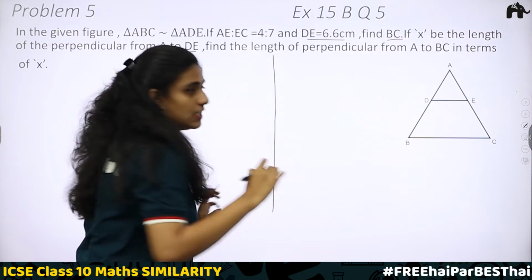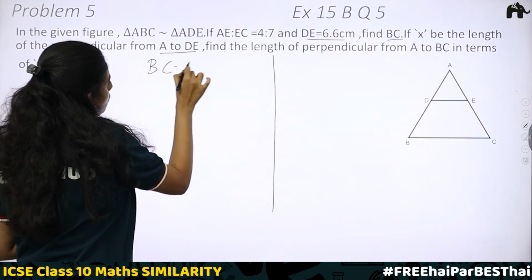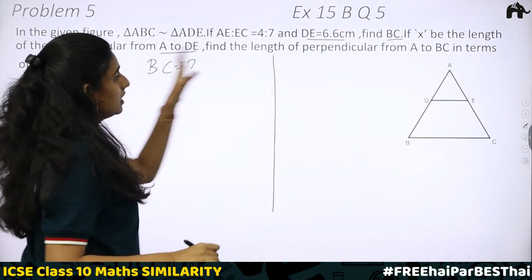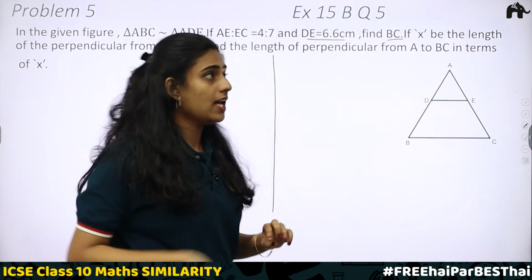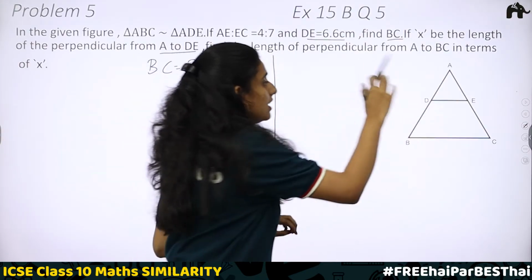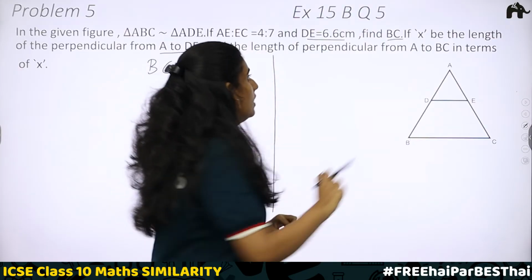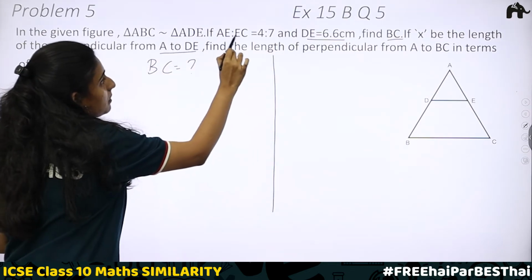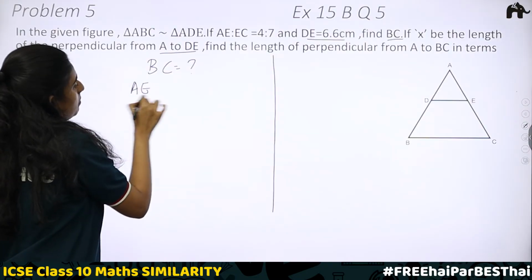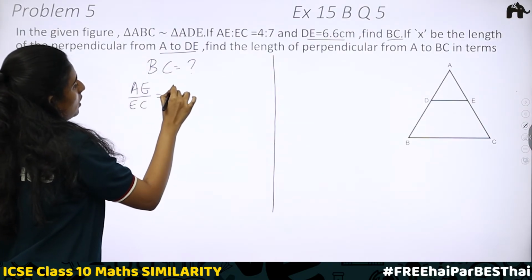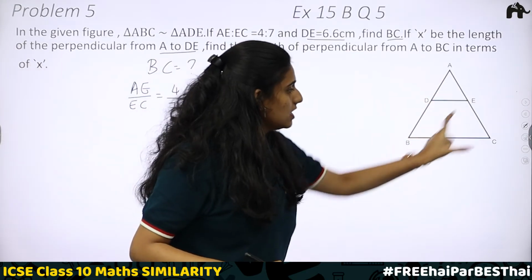Let's find the first part, that is find the value of BC. Okay, we need to find BC. It is given that these two triangles are similar, that is triangle ADE and ABC are similar. If triangles are similar, we know that the angles will be the same and the ratio of the corresponding sides will be equal. So here given that AE is to EC equal to 4:7, which means we can write AE by EC is equal to 4 divided by 7. AE is this part and EC is this part.